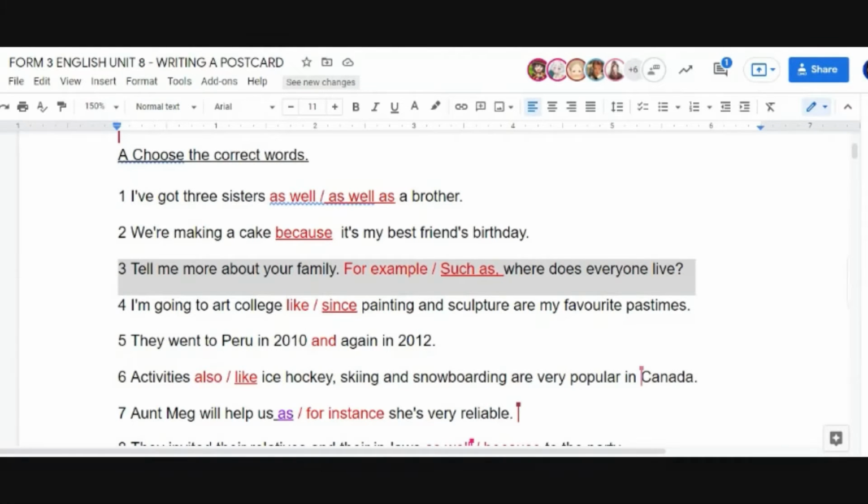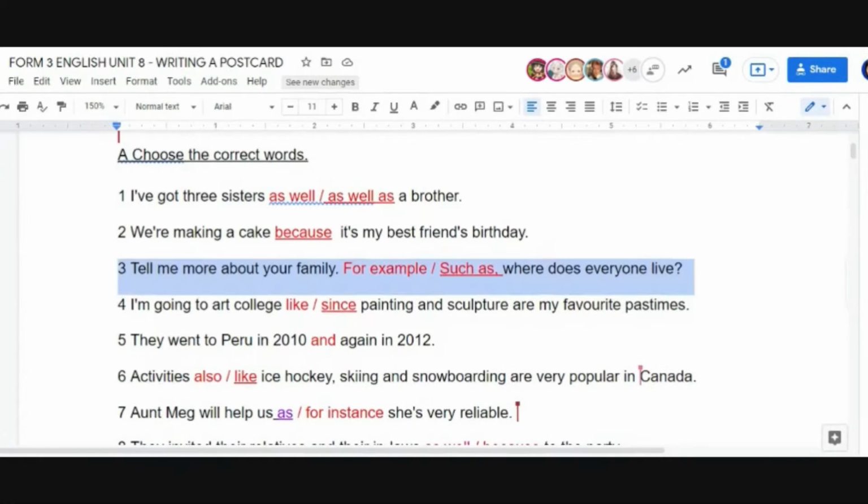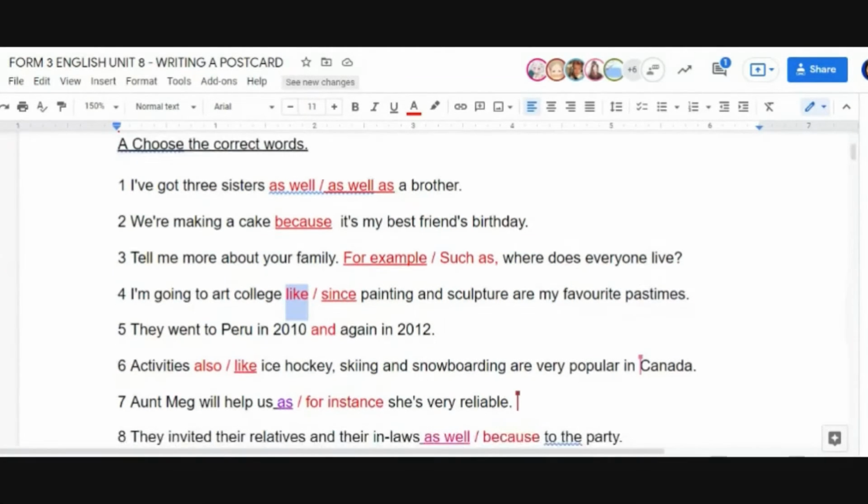Tell, right? Big letter T. And then it ends with a full stop. You see a full stop here? See a full stop here, that means this is another sentence. So can you start this sentence with "such as"? No. So what's the answer, everyone? For example. Yes.